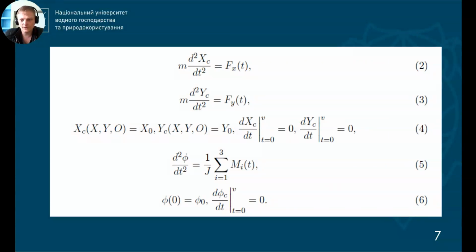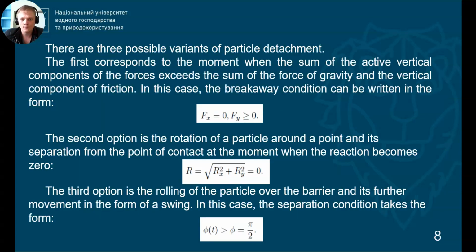Utilizing the d'Alembert principle, which balances all forces, including inertia, acting on a particle, the movement of a spherical particle can be described by a system of differential equations alongside the corresponding initial conditions. There are three possible variants of particle detachment. The first corresponds to the moment when the sum of the active vertical components of the forces exceeds the sum of the force of gravity and the vertical component of friction. In this case, the breakaway condition can be written in the following form.